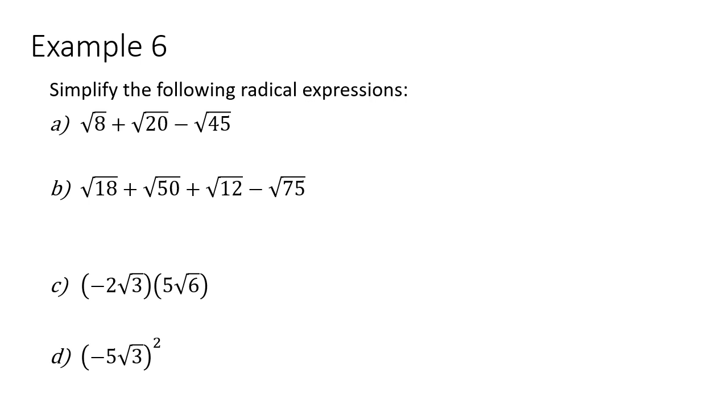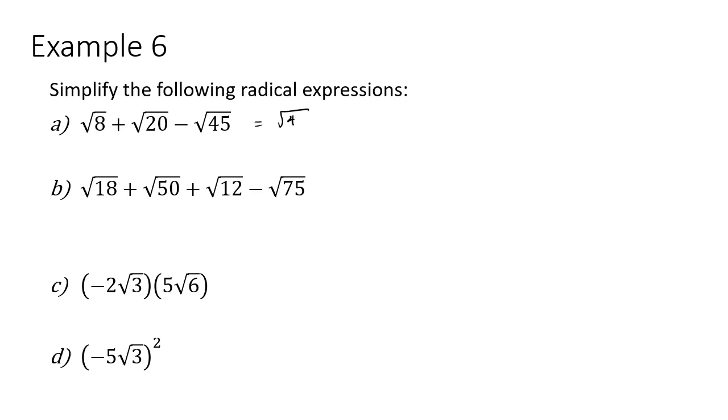So we said on the previous slide that you can only add or subtract radicals if they're exactly the same. None of these are the same. And again, please do not write that as square root of 8 plus 20 minus 45. It does not work that way. But what we can do is each of these square roots simplify on their own. So let's take care of that first.